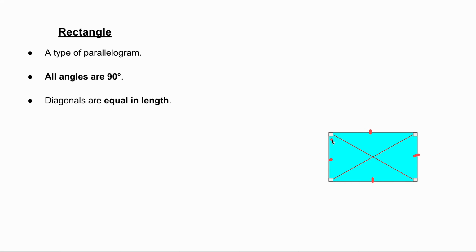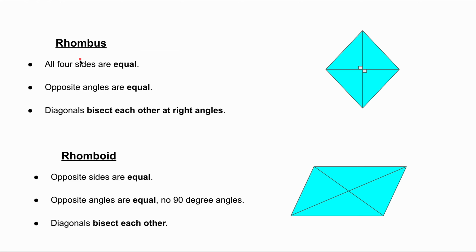And all the angles in a rectangle are 90 degrees. The diagonals are equal in length. Rhombus. All four sides are equal. 1, 2, 3, 4 are equal. Opposite angles are equal. The diagonals bisect each other at right angles. They are perpendicular, forming 90 degrees.